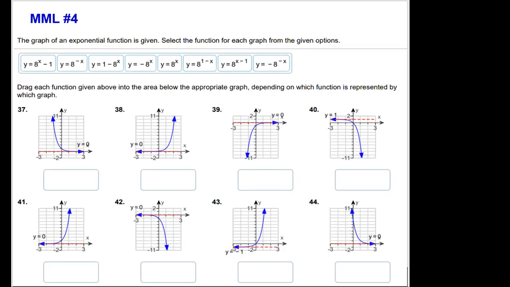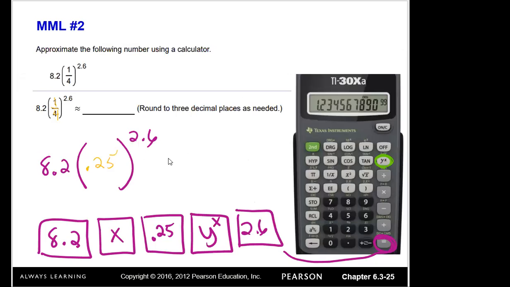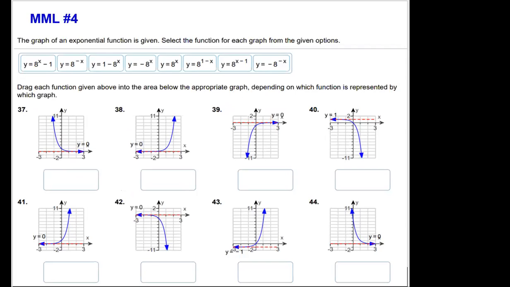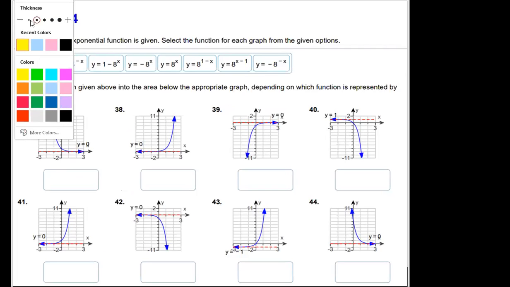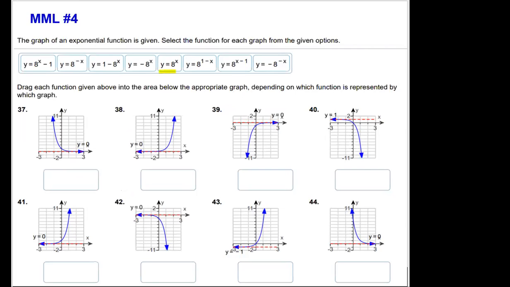All right, well, I'm going to go ahead and start. We were on section 6.3, and I had only gotten to the very first MyMathLab problem, number two. So we're ready to go to number four. And it's just matching. I always start with the base graph, which would be this one right here.